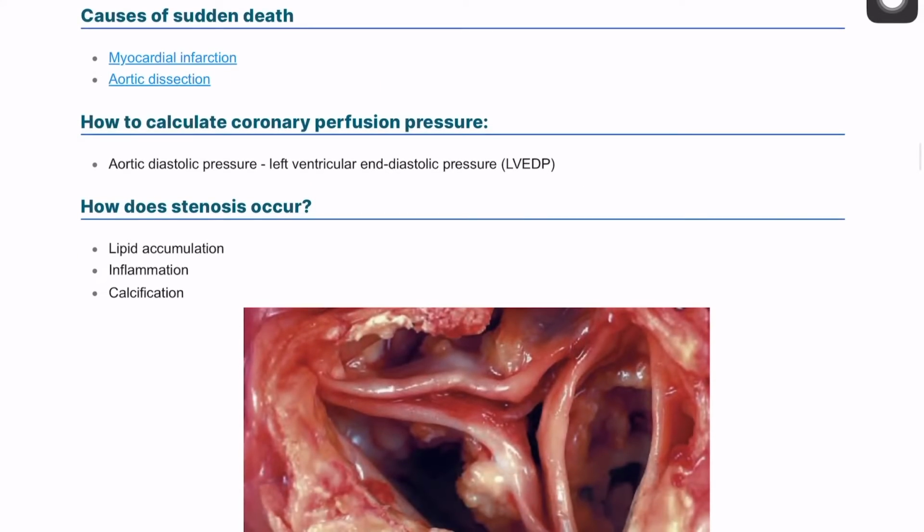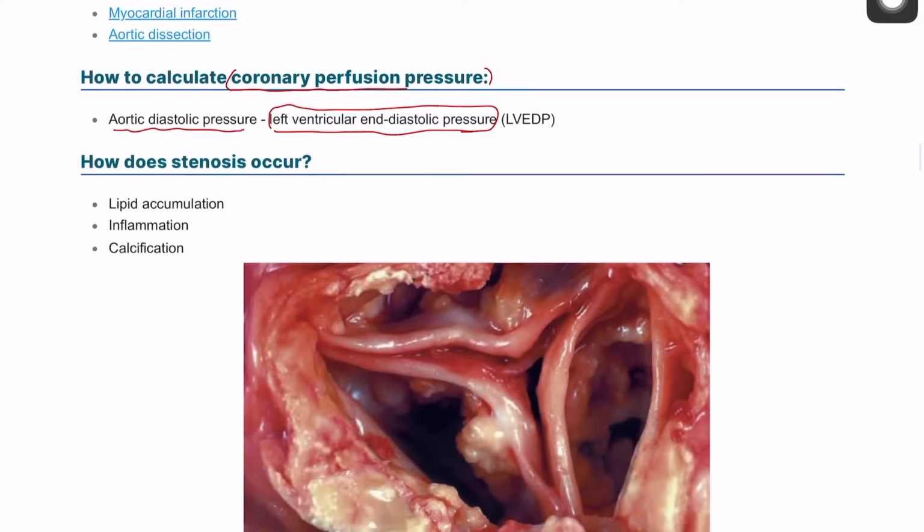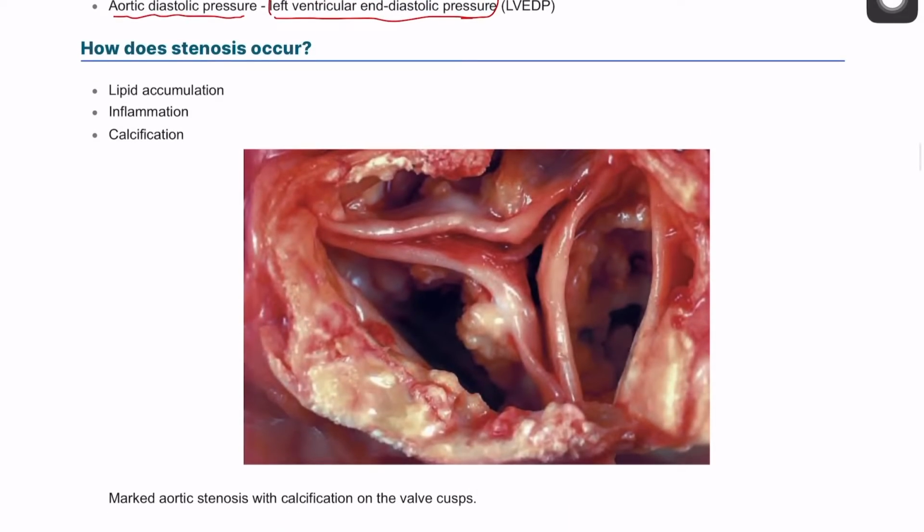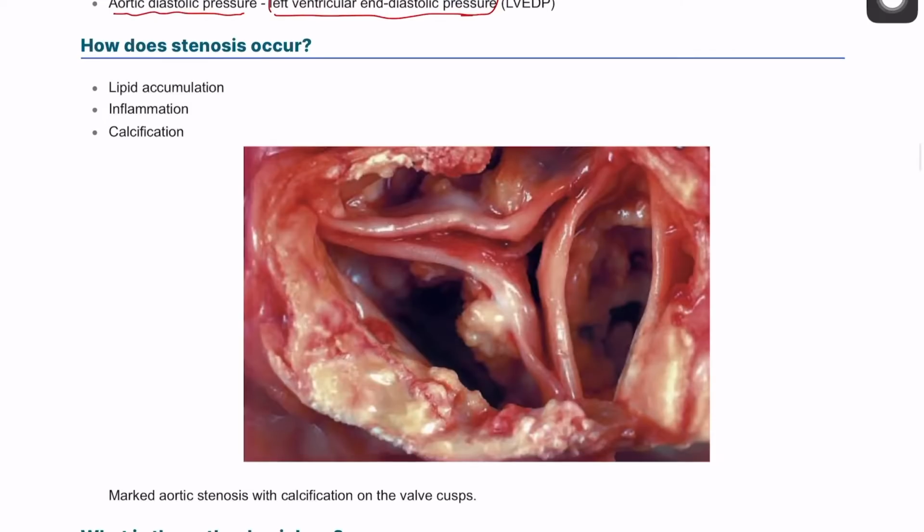There's something called how to calculate the coronary perfusion pressure. It is exactly the same as the cranial perfusion. We can calculate it by measuring the aortic diastolic pressure minus the left ventricular end diastolic pressure, and this is the coronary perfusion. So looking at this dissection, you can see this is the valve.